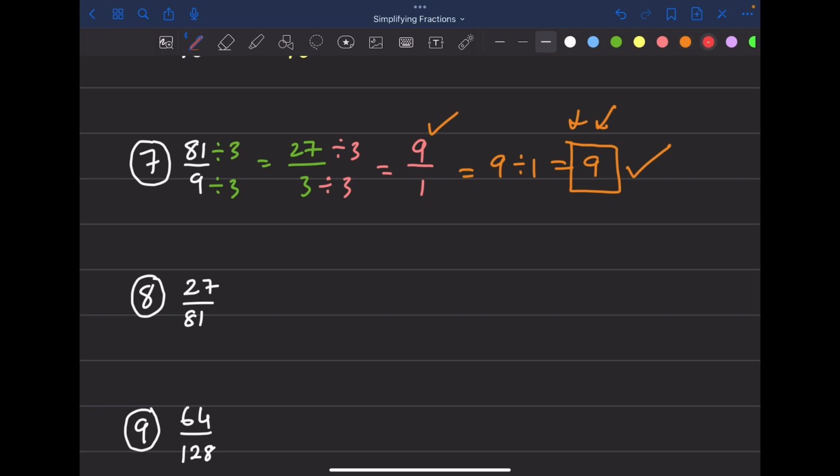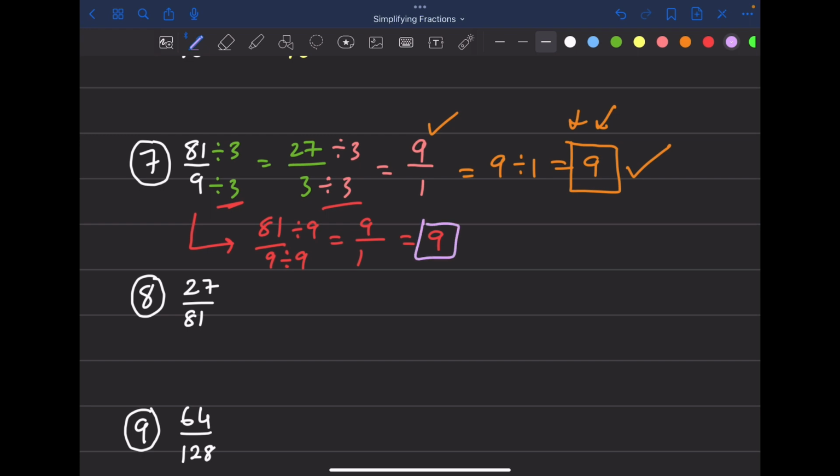You could have also noticed, instead of dividing by 3 twice, like we did here, we could have divided by 9 to begin with. So 81 over 9, divide the bottom by 9, and then divide the top by 9. 81 divided by 9 is 9. 9 divided by 9 is 1, so that's 9. Another way we could have done this, as you can see, there's a lot of ways to do this. It doesn't really matter how you do it, as long as you get the right answer.